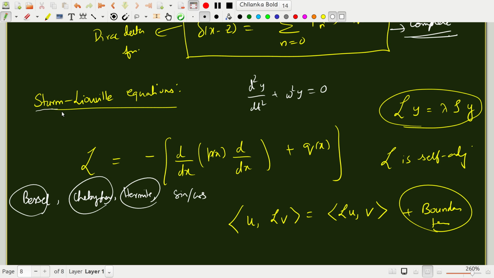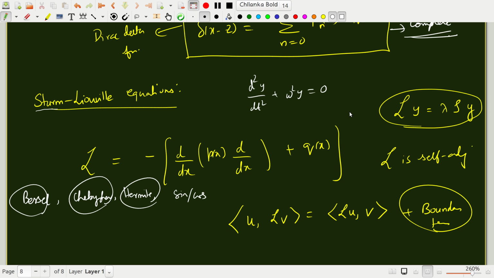Once you are able to reframe your differential equation in the Sturm-Liouville format, then people have already shown, although I will not take the time to show it here in the interest of time, that it is self-adjoint provided the boundary terms are chosen to vanish. Therefore you are guaranteed to get orthogonal eigenfunctions.